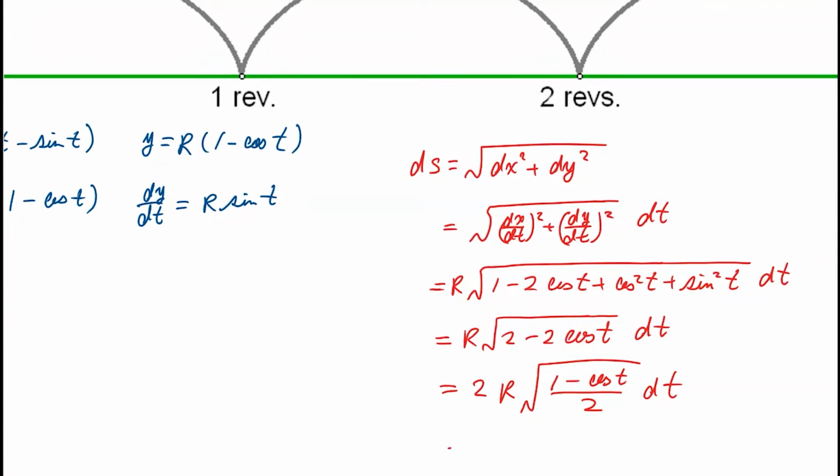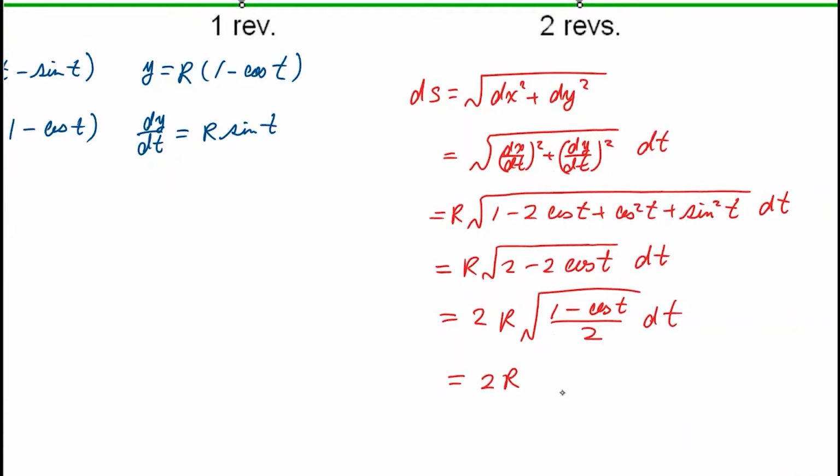Okay, then tell me what this thing is. That thing is the half angle formula for sine, isn't it? So we have sine t over 2. So far, so good. Say yes. Okay, now we have to worry about this, by the way.